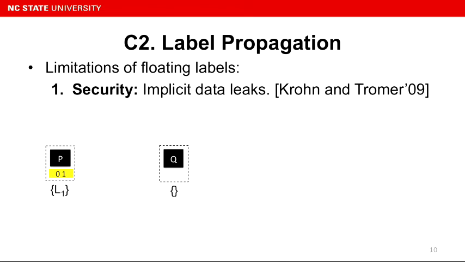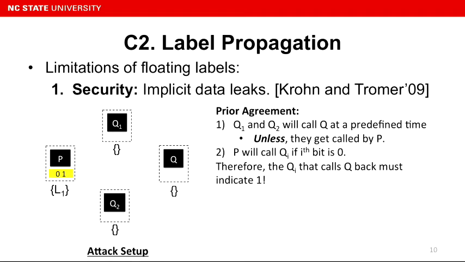Now the objective of this attack is for P to propagate the data to Q without actually propagating the label. So obviously P is not going to directly call Q because that would propagate the label L1 to Q. Instead, Q creates two workers, Q1 and Q2, and these are also processes or subjects in the system. Now these workers, note that there are two workers for 2 bits, there's one worker per bit. Now all of these participants in the system agree to a set of rules. The first rule is that the workers Q1 and Q2 will call Q back at a predetermined time interval. The only reason when they won't call back is if one of them gets a call from P first.